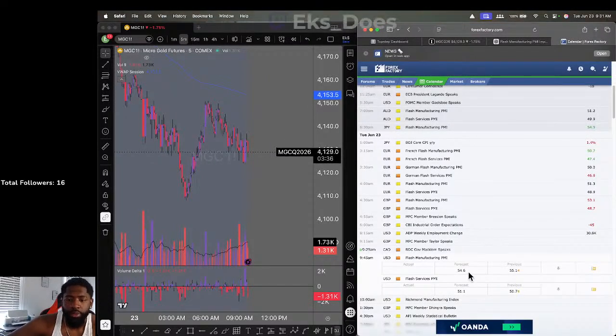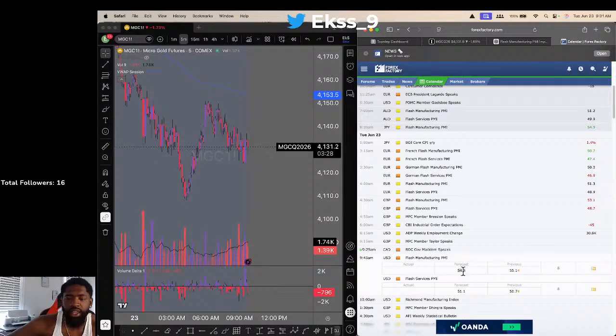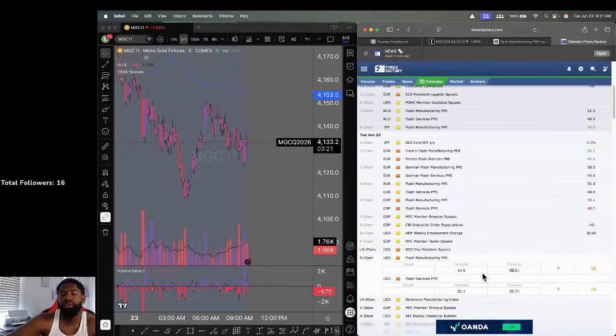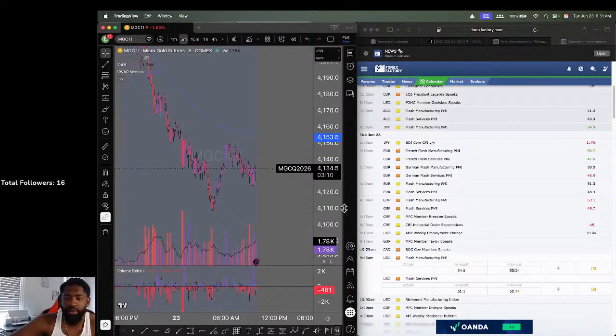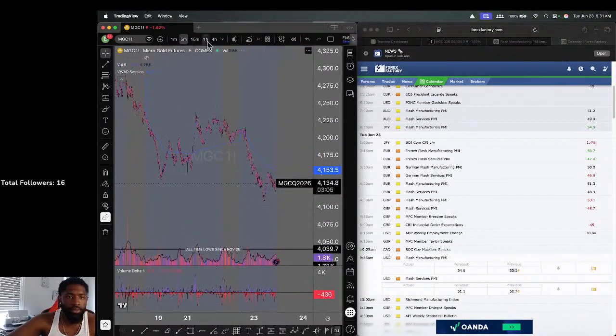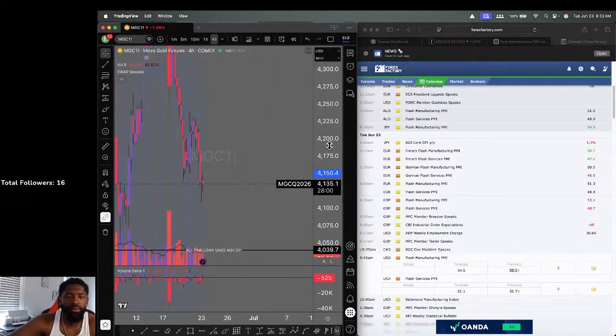So boom, if the forecast for today's report is 54.6, they're already forecasting it to be less than what the previous report is. So if they're reporting it to be less than the previous report, that means that the US dollar, basically, the value of it would be going down. And if the value of the US dollar is going down, that means the value of gold will be going up. Tell me y'all picking up what I'm putting down, or at least my understanding of it.